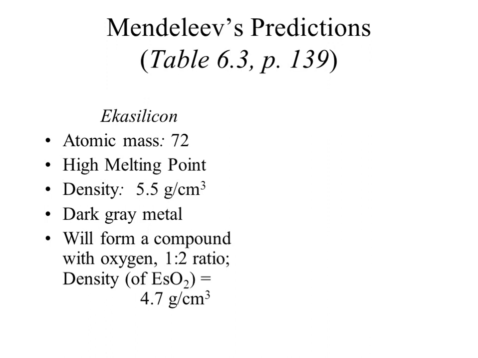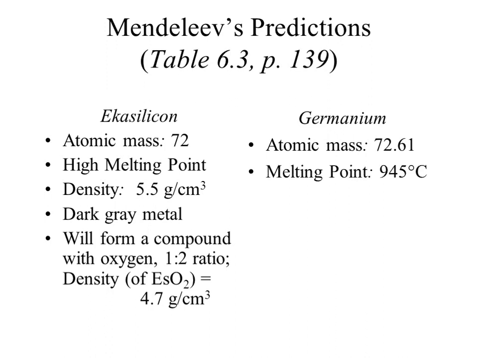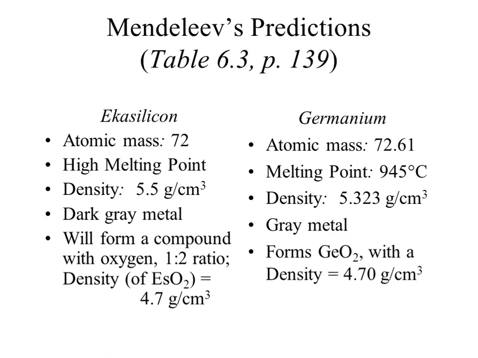About 2 decades later, when germanium was discovered and characterized, its atomic mass was measured to be 72.61 atomic mass units, with a melting point of 945 degrees Celsius. Its density was a little bit lower than his prediction, but not far off, 5.323 grams per cubic centimeter. It indeed was a gray metal, and it did react with oxygen to form germanium oxide, and its density was measured to be 4.70 grams per cubic centimeter.